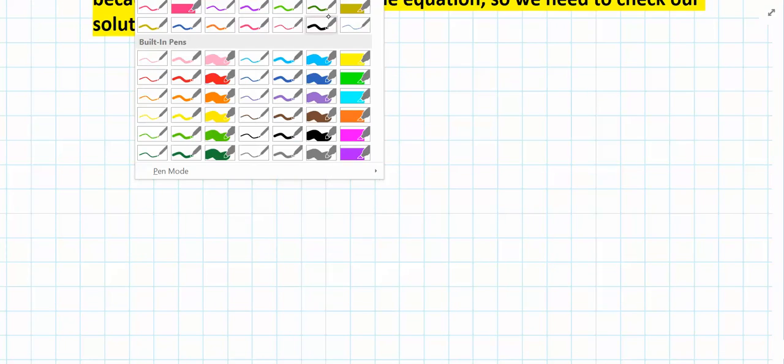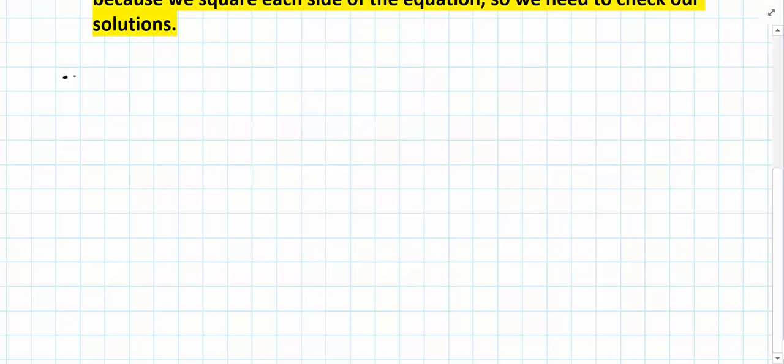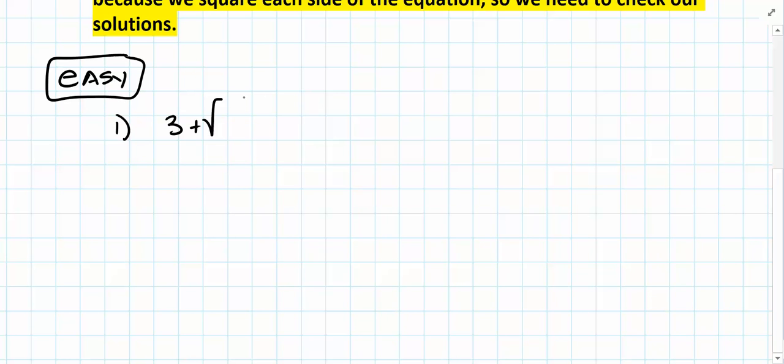So today is all about us doing a bunch of problems together, and I've labeled them as easy, medium, and hard. We'll start with the easy ones right now. The easy ones go something like this. Let's solve 3 plus the square root of 2x minus 3 is equal to 8. All right. What do you think we should do first? What's your gut instinct? What's your reaction?